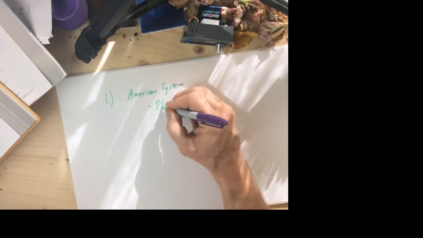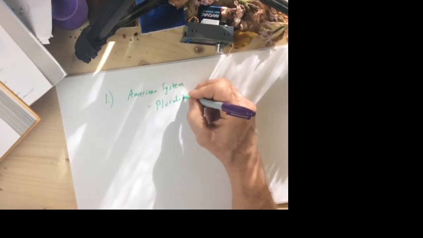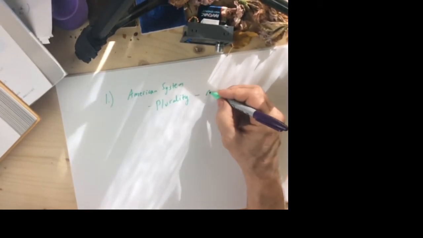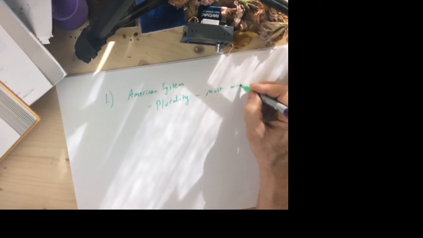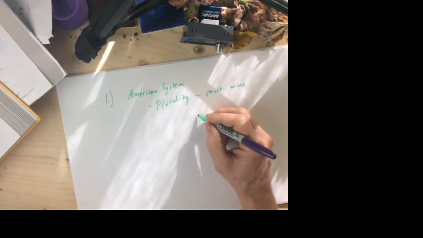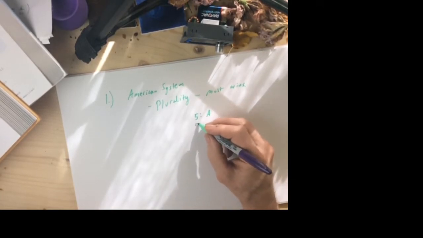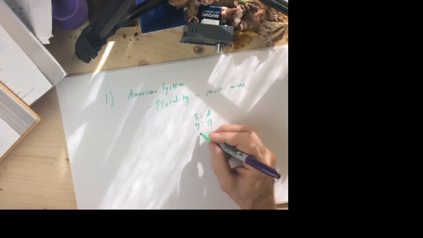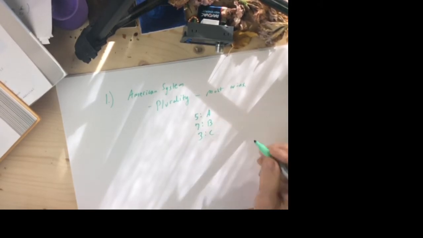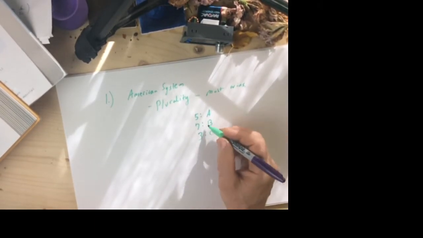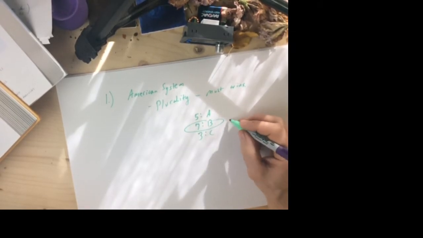And ours is called plurality. That simply means most wins. So for example, we could have 5 people voted for candidate A, 7 people voted for candidate B, and 3 people voted for candidate C. Americans would say, yep, B wins.